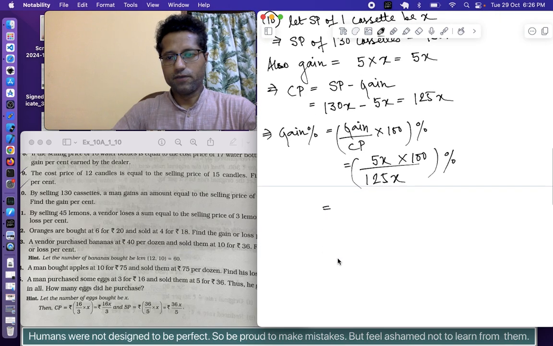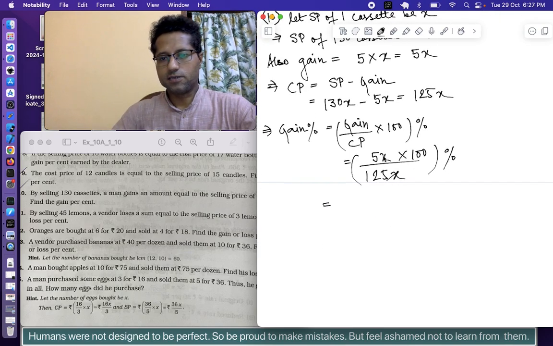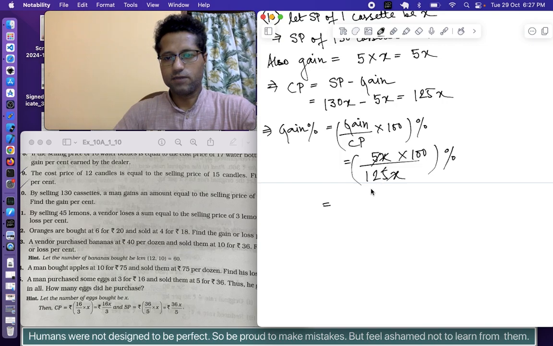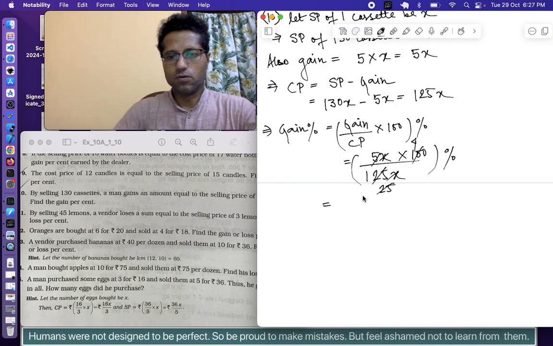So after simplification, x cancels out. 5 divides 125 with 25, and 25 divides 100 with 4. So this is 4%. So there is a gain of 4%.